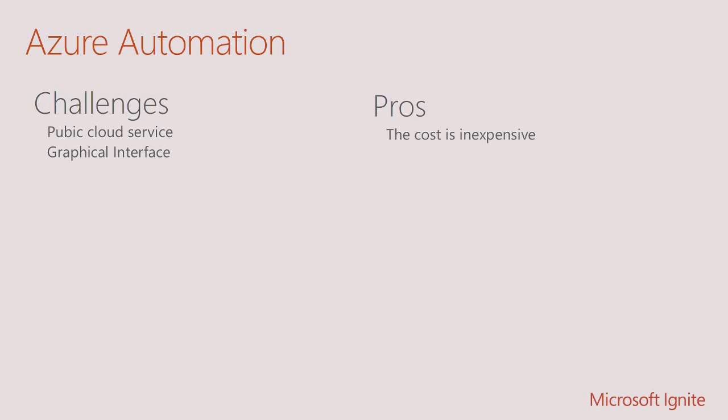The cost is fairly inexpensive. There's a free and a basic tier. The free tier gives you 500 minutes a month of runtime and up to 5 PowerShell DSC nodes. I'll explain the DSC in a second. And then the basic, I looked at it just before, I think it was 0.003 cents a minute, something like that. And then it's about $7 a DSC node for every server that you're connecting to.